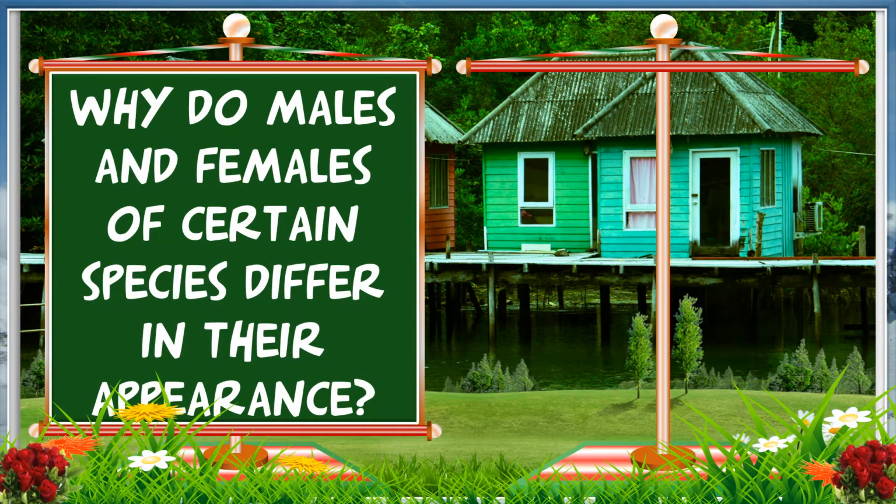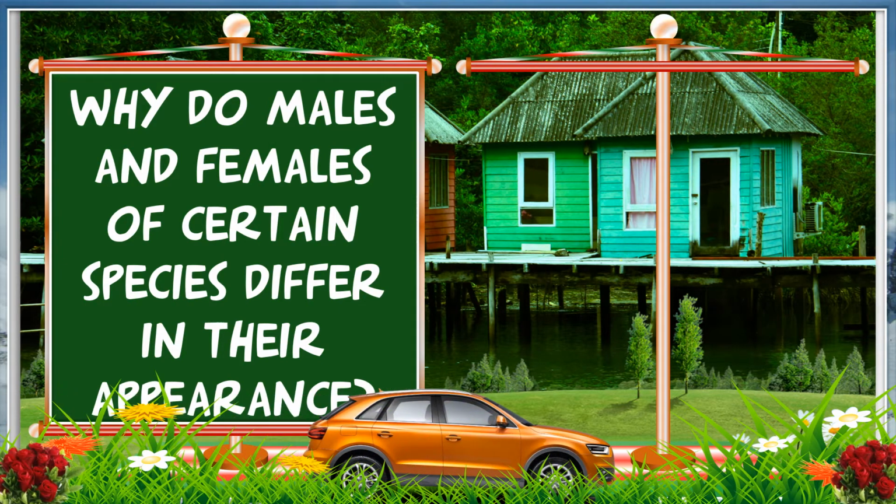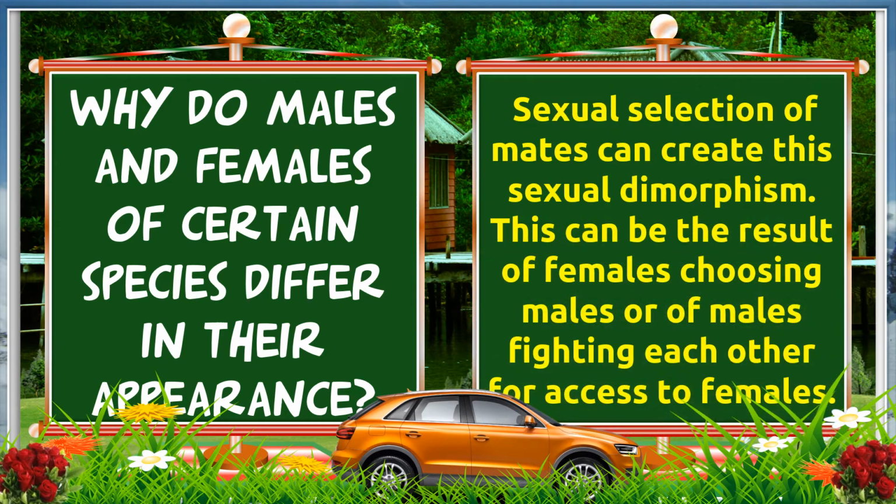Why do males and females of certain species differ in their appearance? Sexual selection of mates can create this sexual dimorphism. This can be the result of females choosing males or of males fighting each other for access to females.